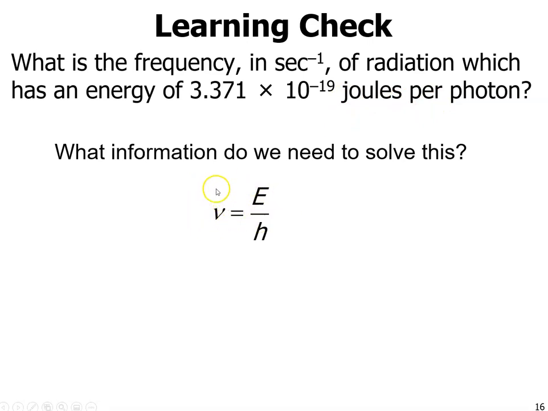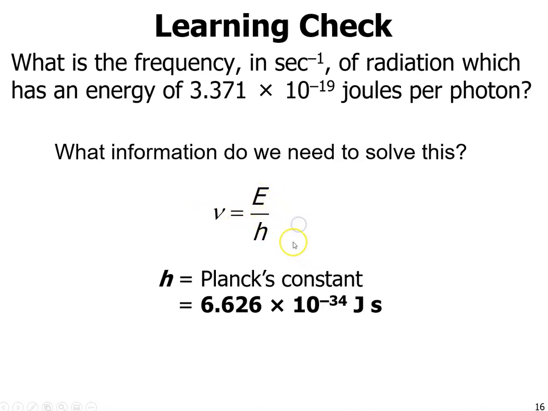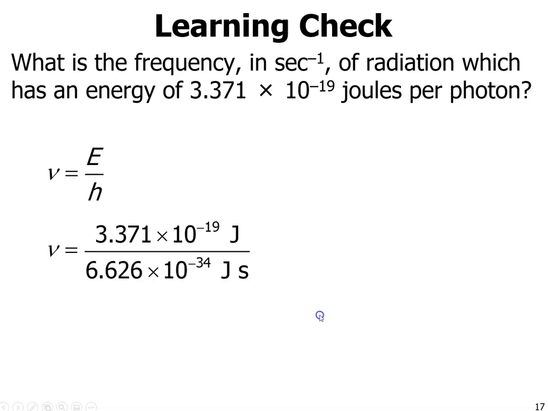So here I have rearranged this from the energy is equal to h times nu. Now I've just divided the energy by Planck's constant, and then we just need to know what Planck's constant is, 6.626 times 10 to the negative 34th joule seconds. We can start plugging and chugging those values in. So this is the energy that I've given you in the description here, joules, and divide it by Planck's constant, which is 6.626 times 10 to the negative 34th joule seconds.